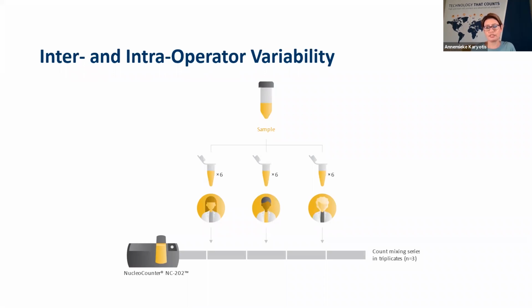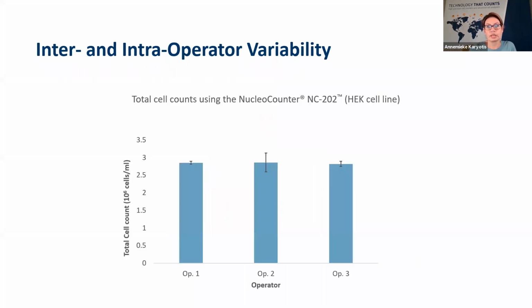So in this experiment, we gave each operator 5 minutes training. They hadn't used a nuclear counter before. 5 minutes training, and then asked them to count the same sample, each of them 6 times. And we were checking that their individual CVs were acceptable, but also that they got the same total cell count as each other. And here we were able to see that there was no statistical difference between the operators. So the cell counting method here is robust enough to deal with different operators.